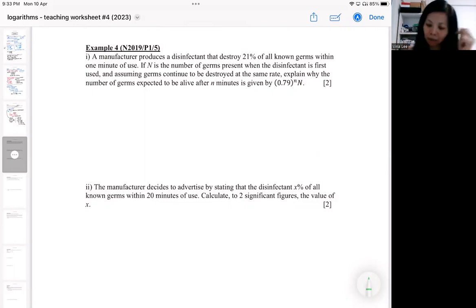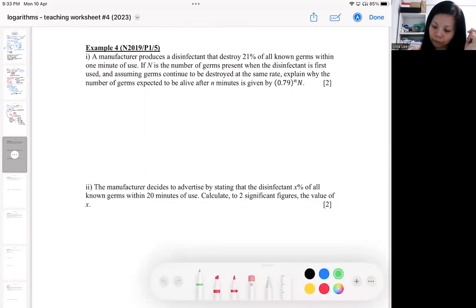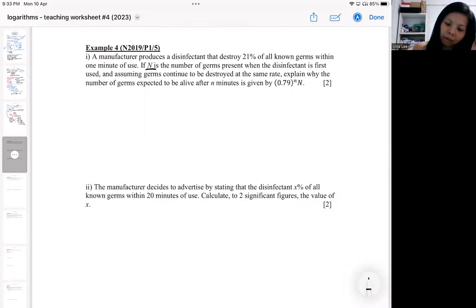So the capital letter N is the number of germs present. That means you start off with this number of germs before you start to use the disinfectant.